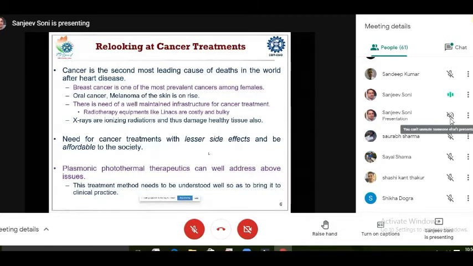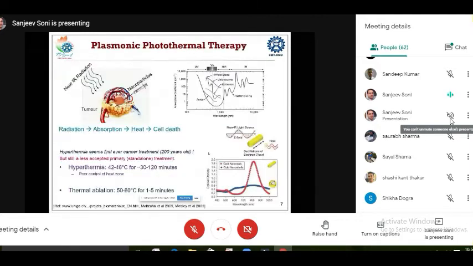And in this context, plasmonic photothermal therapeutics can be one of the solutions. In a nutshell, what plasmonic photothermal therapy is: suppose we have a tumor, we need to inject certain nanoparticles in the tumor. These can be organic or inorganic nanoparticles. But when we talk about plasmonics, these are generally metallic nanoparticles.